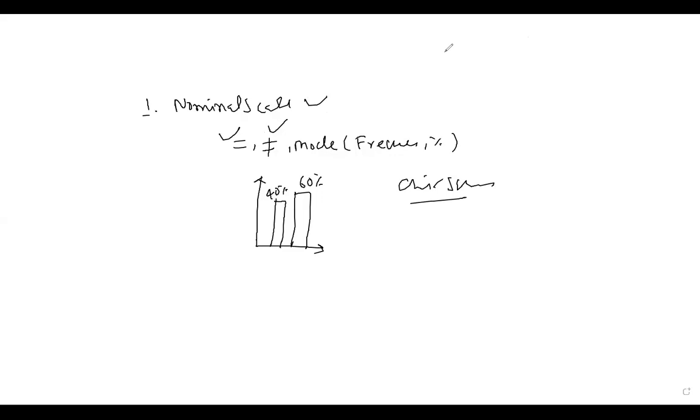The second type is ordinal data. In ordinal data, we use the term... in ordinal data. This is ordinal data.